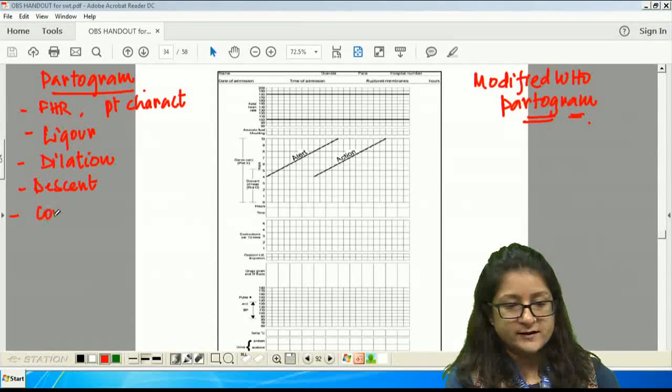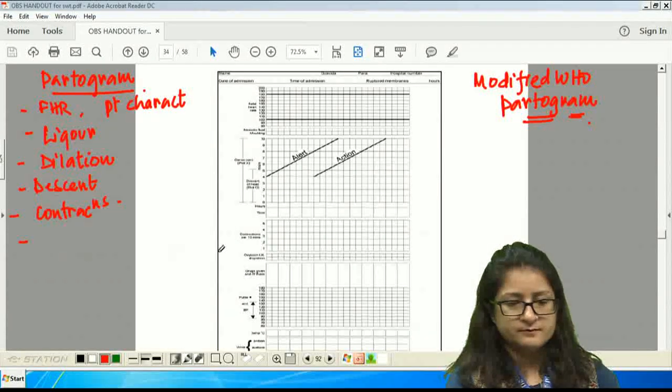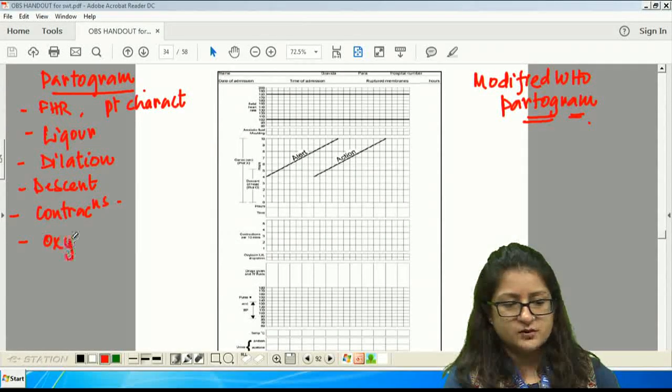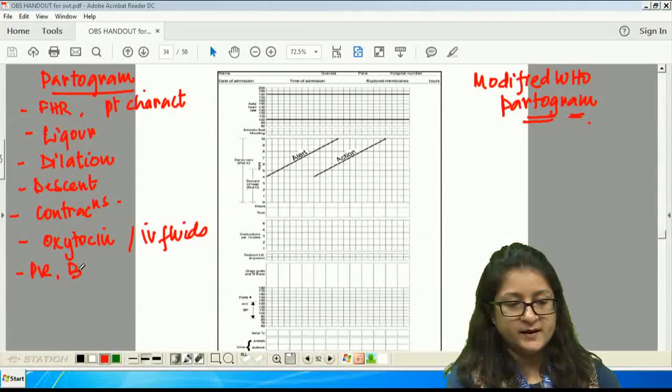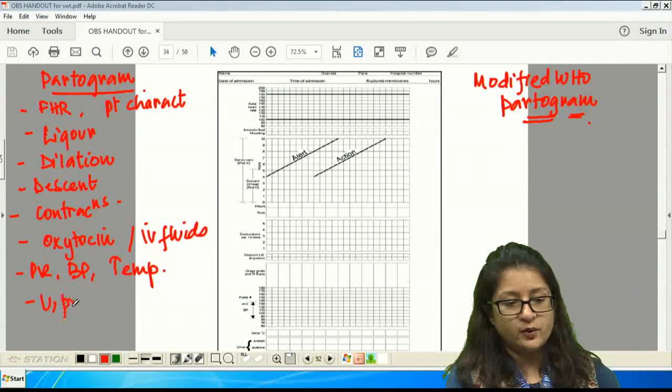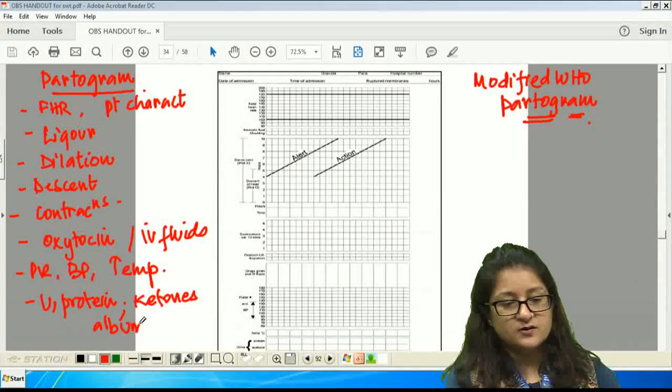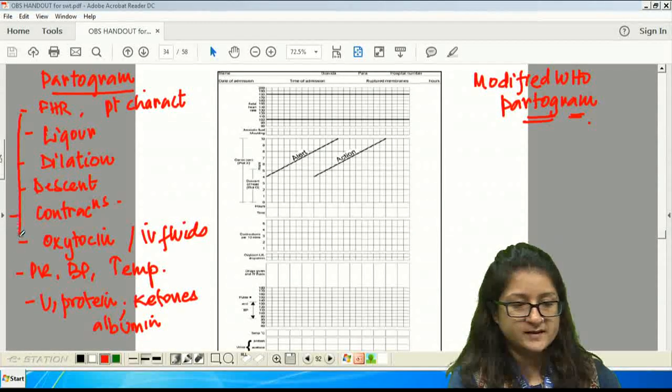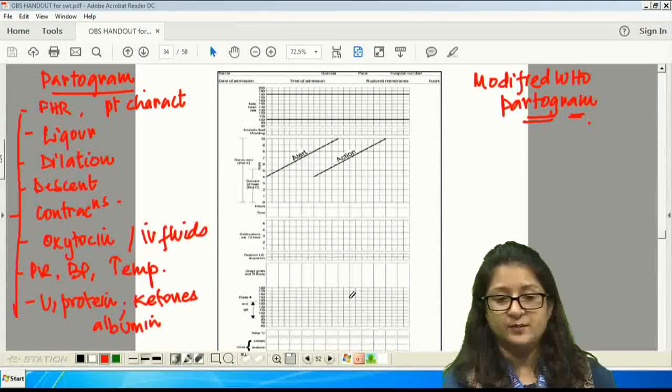We trace the contractions. We are tracing the oxytocin, whatever we are giving, and the IV fluids, whatever we are giving, right? Pulse rate, BP, temperature, all these are charted. Urine protein, ketones, and albumin are also charted. So these are the basic things that are charted in this partogram, right?